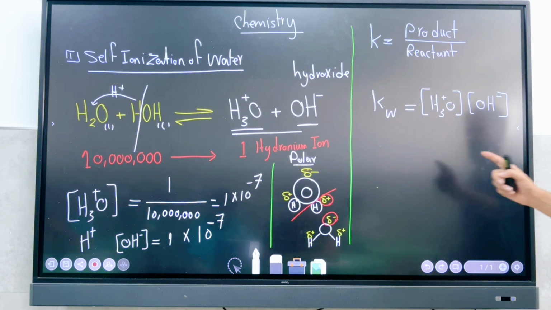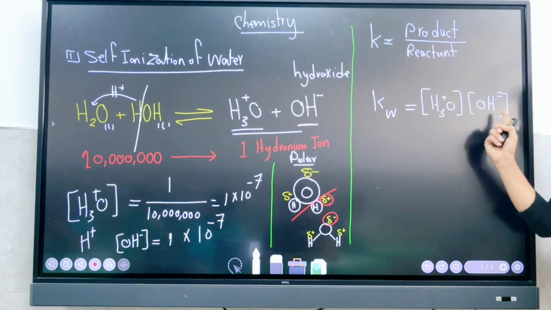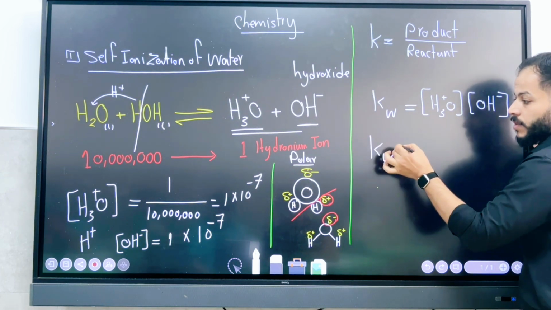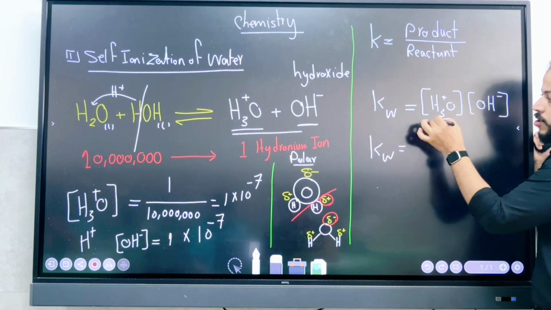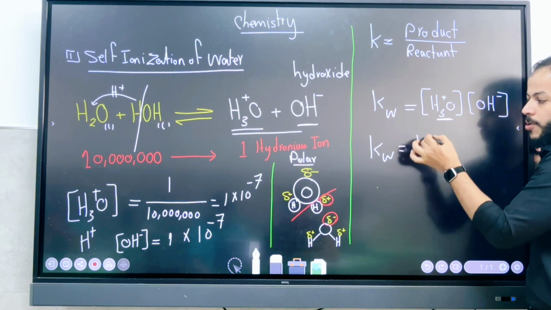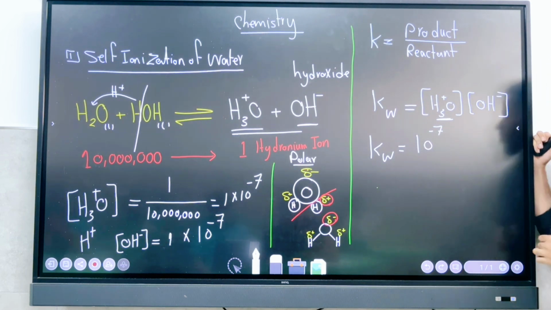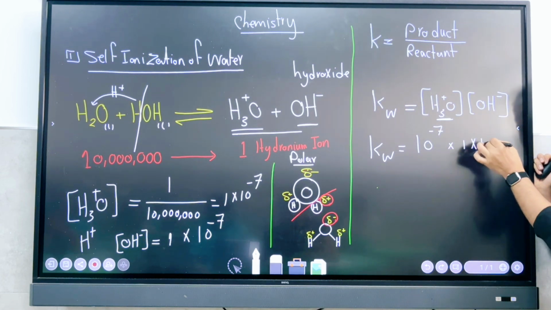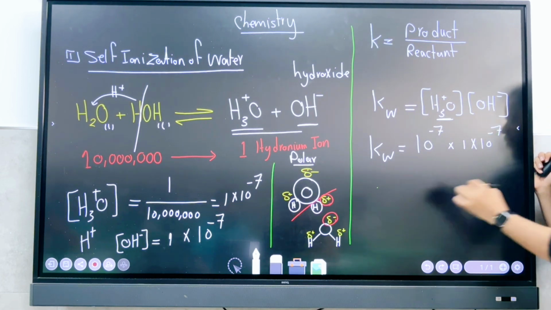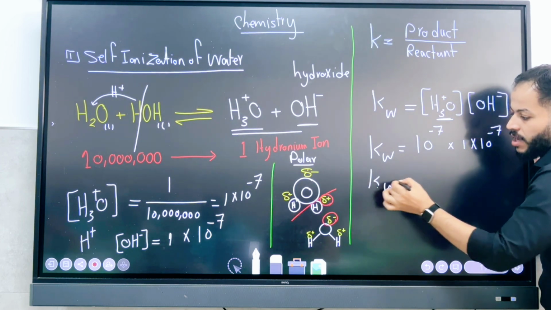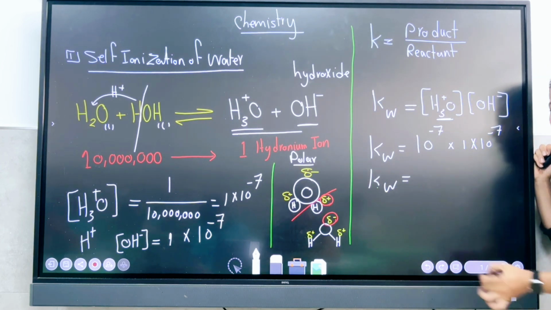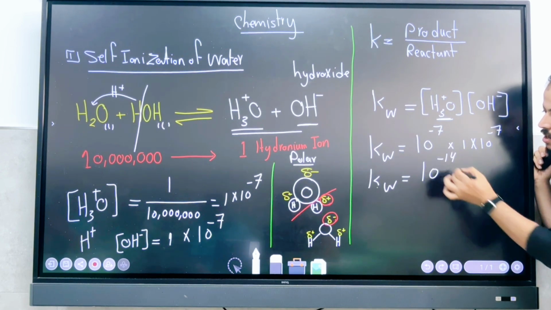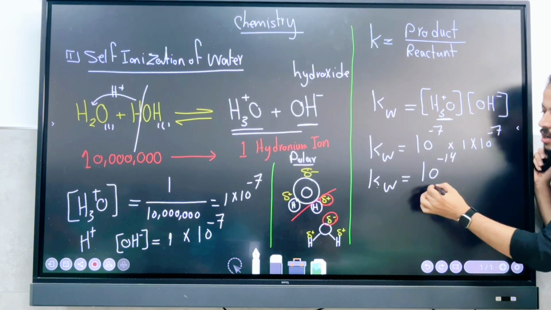So now we understand where this comes from, right? We need to know the value of Kw. For the hydronium ion we calculated 1 times 10 to the power negative 7, times the concentration of hydroxide, also 1 times 10 to the power negative 7. So Kw will always be equal to 10 to the power negative 14. And this is a constant number.